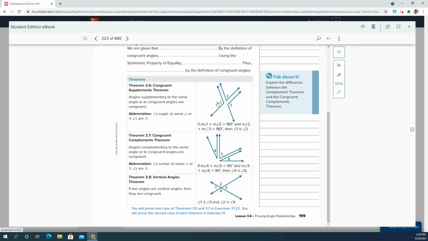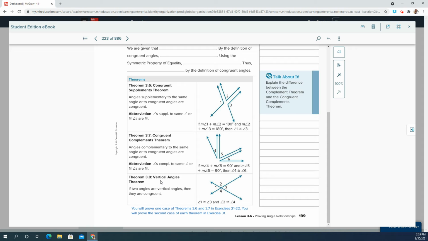That just means that angle 1 and angle 3 have to be the same. It's like you're subtracting angle 2 from it. So that's how you know they're equal. It's just a way of skipping a step. Congruent complements theorem is the same idea, but with 90 degrees as your focus. If angle 4 plus angle 5 equals 90, and angle 5 plus angle 6 equals 90, it's like you subtract angle 5 off of both of them, then angle 4 would equal angle 6.